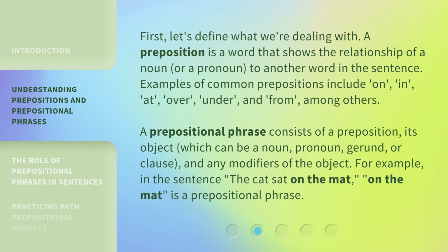First, let's define what we're dealing with. A preposition is a word that shows the relationship of a noun or a pronoun to another word in the sentence. Examples of common prepositions include on, in, at, over, under, and from, among others. A prepositional phrase consists of a preposition, its object, which can be a noun, pronoun, gerund, or clause, and any modifiers of the object. For example, in the sentence, "The cat sat on the mat," "on the mat" is a prepositional phrase.